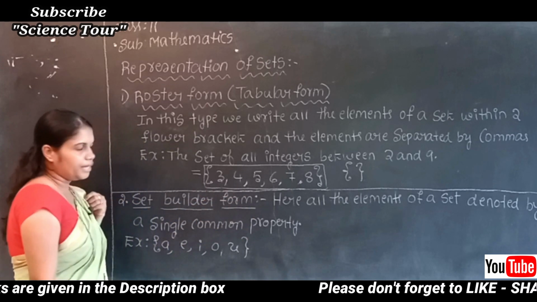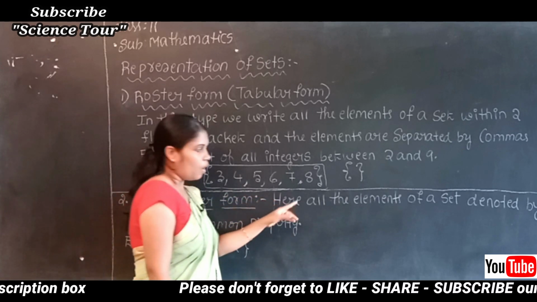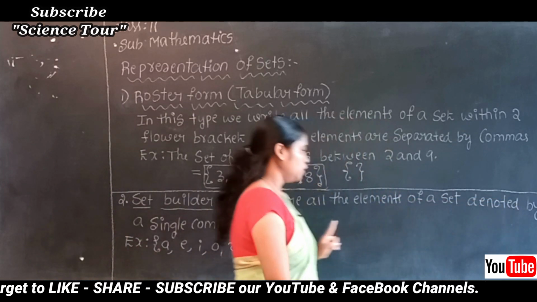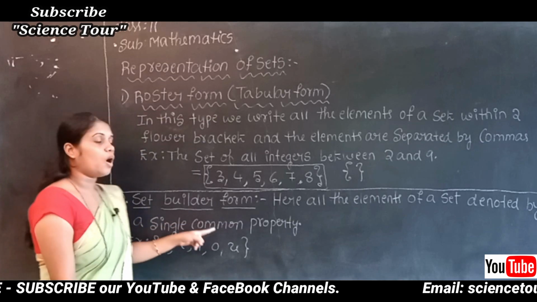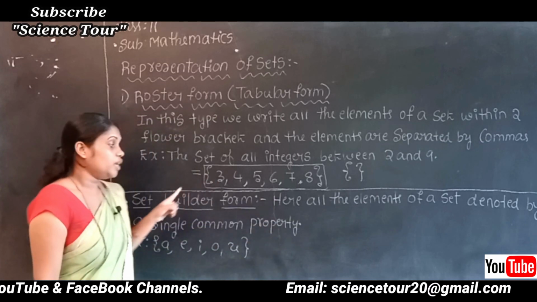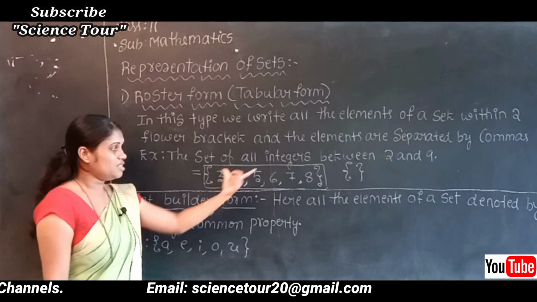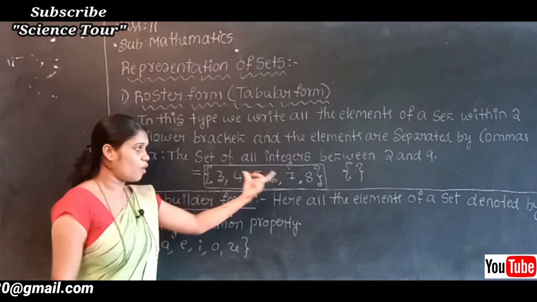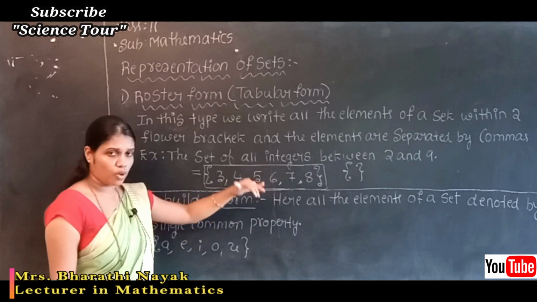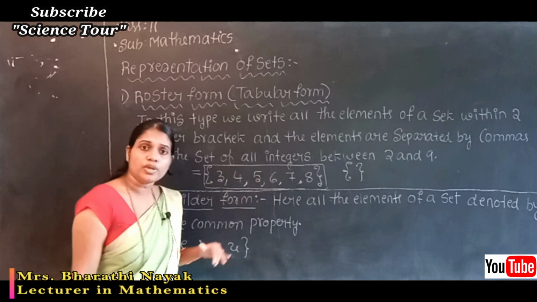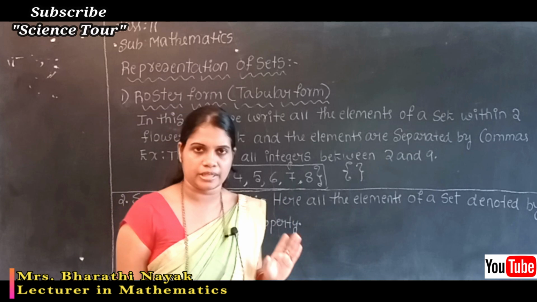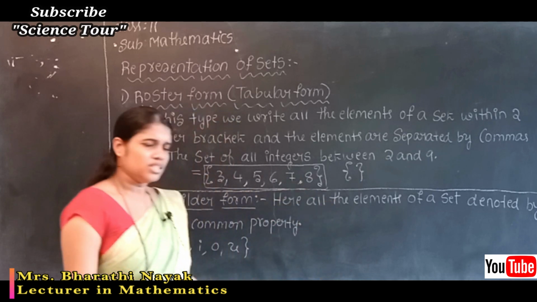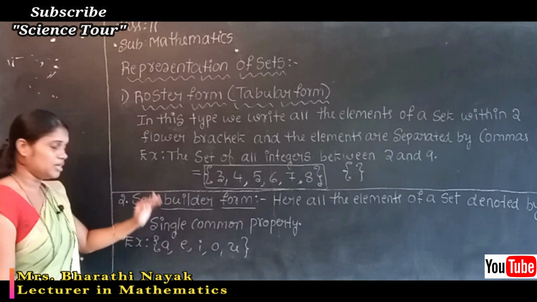Next, the second form is the set builder form. According to this method, all the elements of a set are denoted by a single common property. So in a set builder form, instead of writing all the elements of the set, we'll denote it by a single common property. What is the meaning of this set builder form?